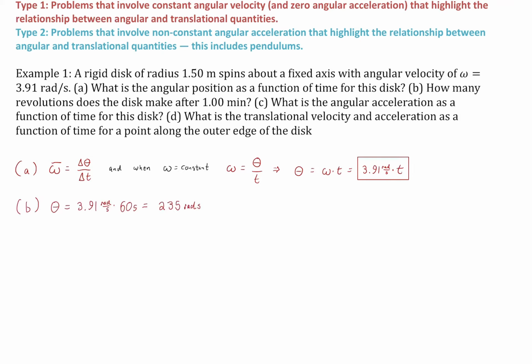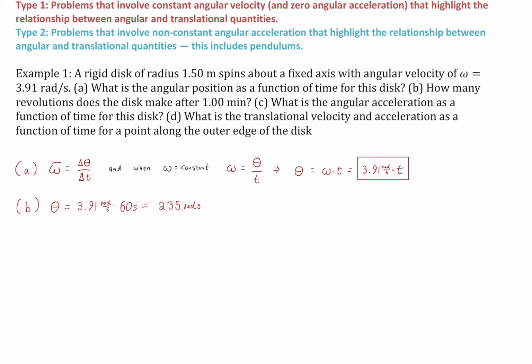All right, part B, I ask, how many revolutions does the disk make in 1 minute? Well, let's use our position function. For 1 minute, we have to convert it to 60 seconds, and then we find that it makes 235 radians. That is the angular displacement after that much time.